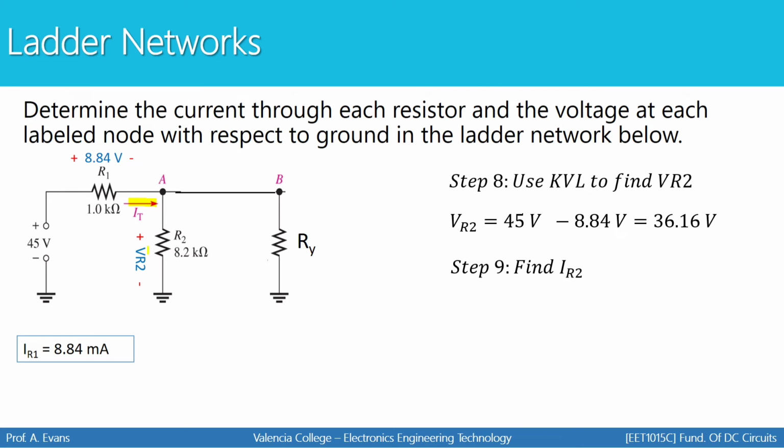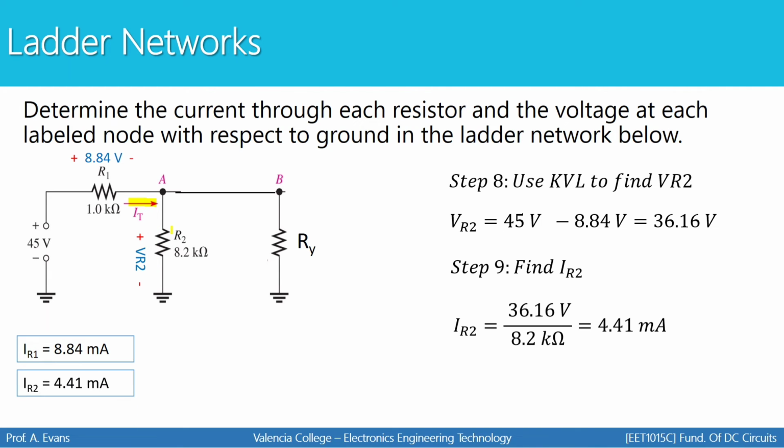Now that I know the voltage for R2, I can find the current. The nice thing about ladder networks is once you find one thing, either a current or a voltage, you can automatically go find the other thing. So I can use Ohm's Law to find the current through R2. Current through R2 has to be the voltage across it divided by 8.2 kiloohms. So now I have my current through R2.